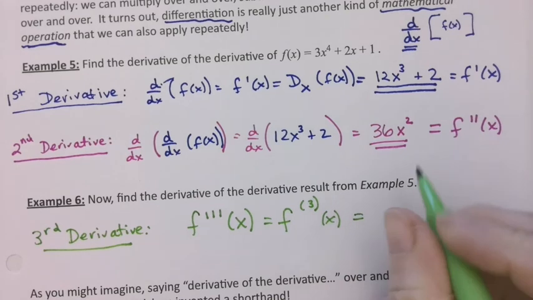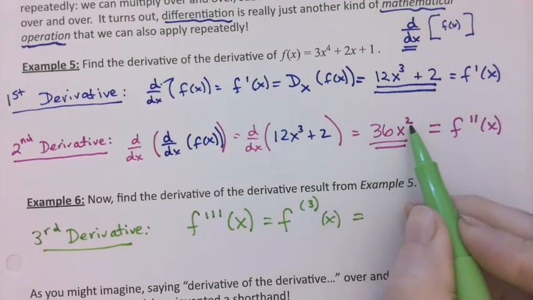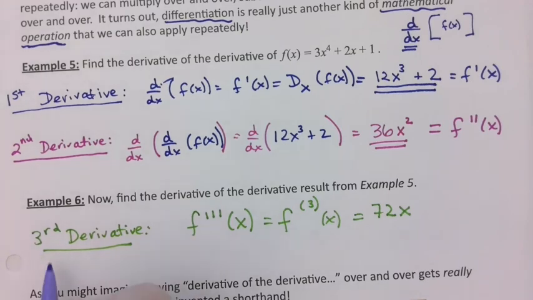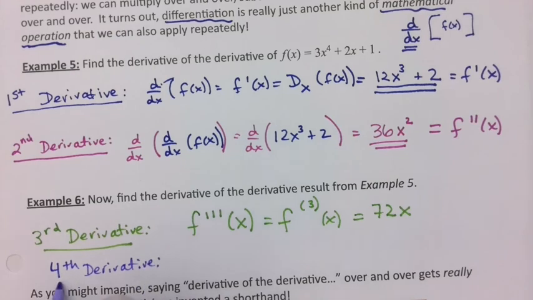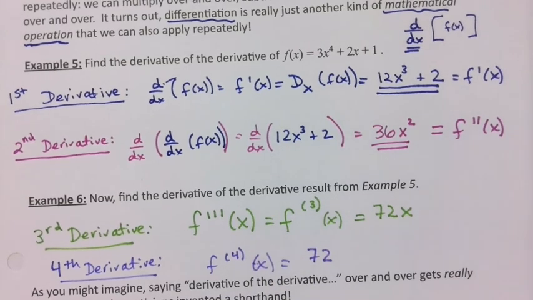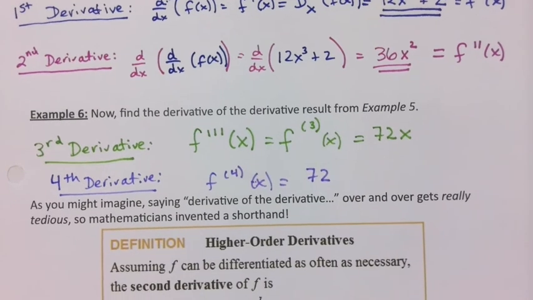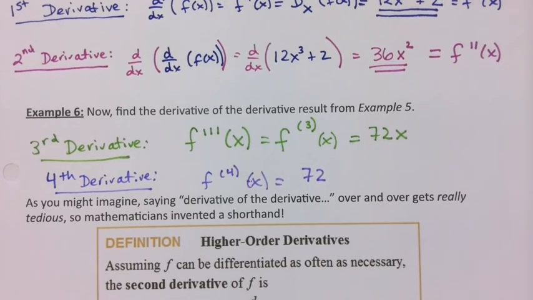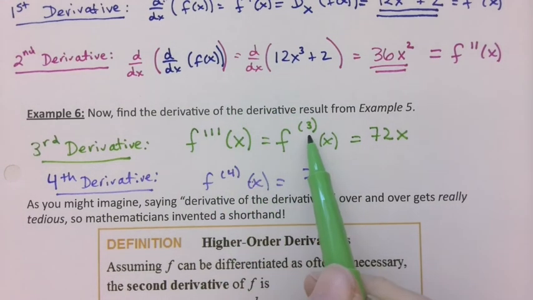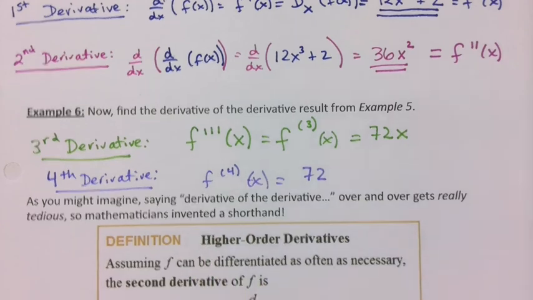All right, and that would be, we'll bring the 2 down in front. 36 times 2 is 72x. And just in case you're wondering, they didn't ask for this, but the fourth derivative would be, and at this point we definitely put the 4 in parentheses, and it would be 72, right? Because, and then the fifth derivative would be 0, in case you're interested. So the third derivative can be primes or parentheses, but after that point we always use parentheses, and that's what we have right here.